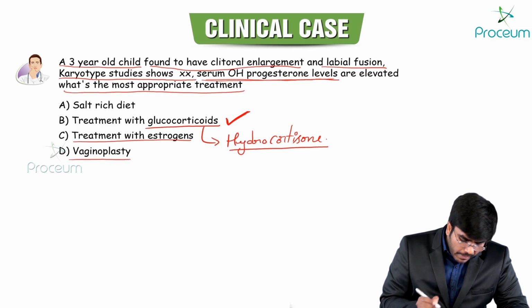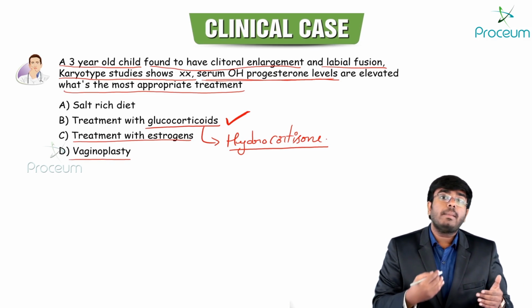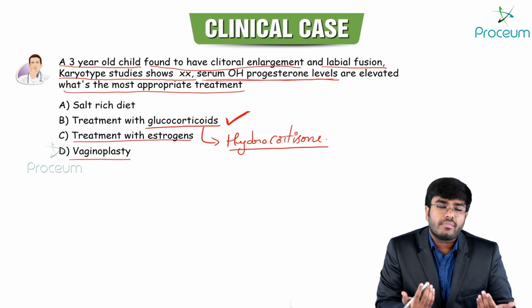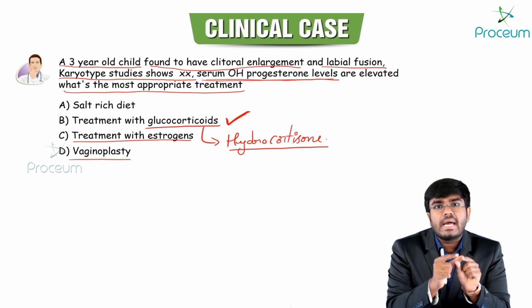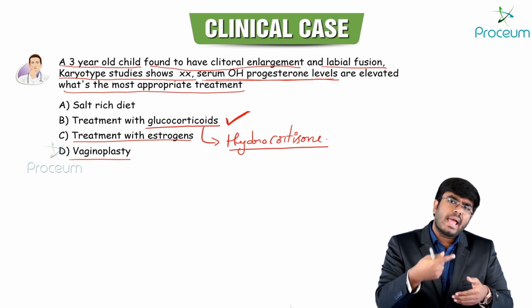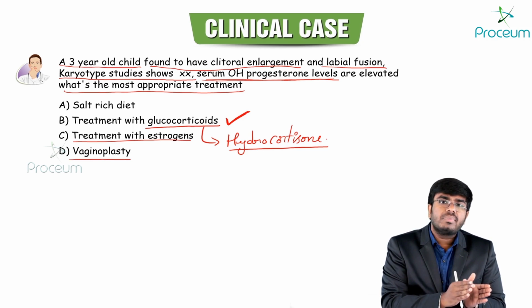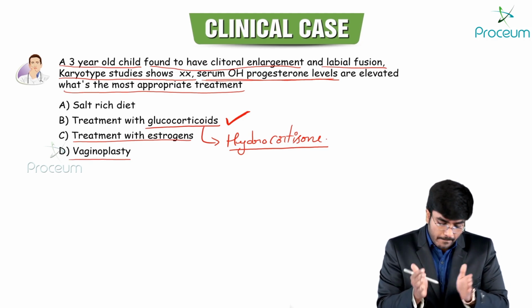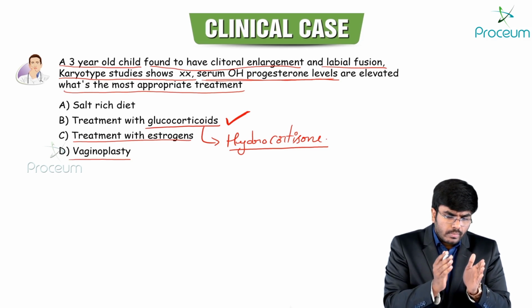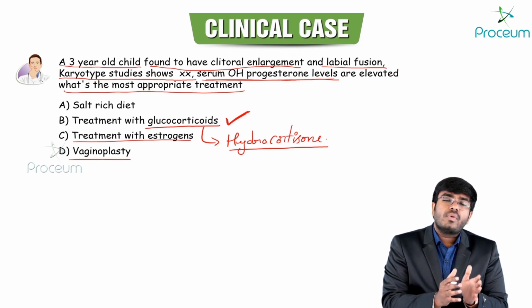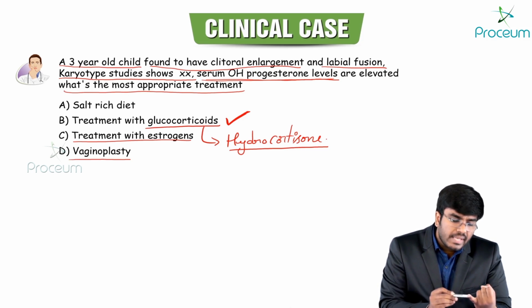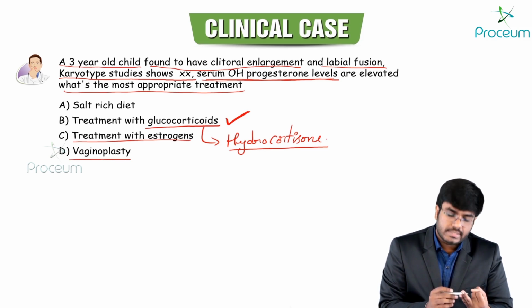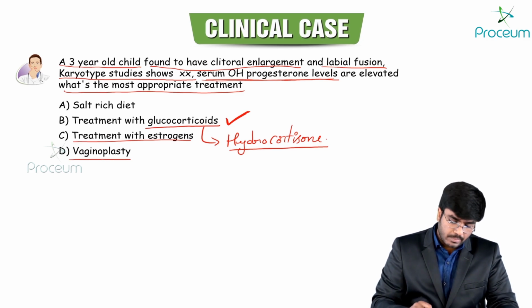And vaginoplasty, see, vaginoplasty can be done even in later life. You have to remove that phallus or the clitoromegaly, and vaginoplasty should be done. That is something we are going to do in later life. But now, to prevent this child from mortality, because there are these electrolyte abnormalities, we have to replace the mineralocorticoids and glucocorticoids. Okay, so that thing is very much important.